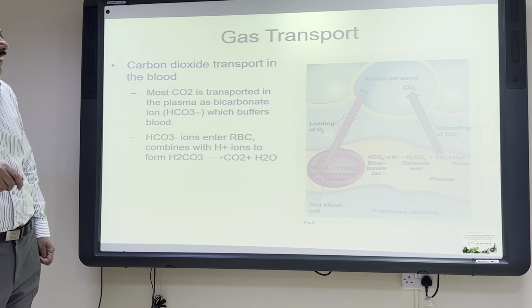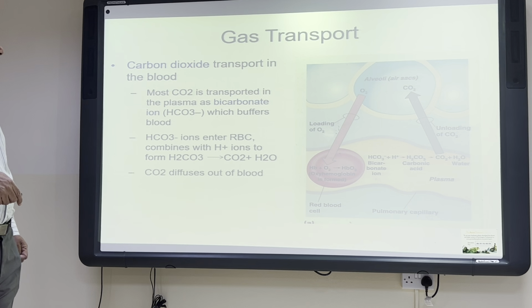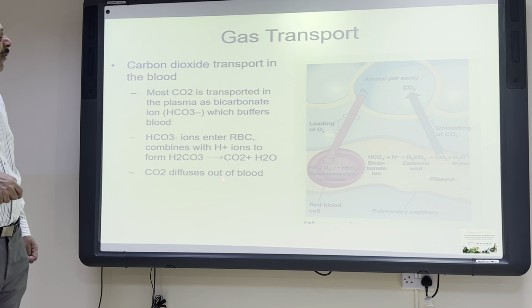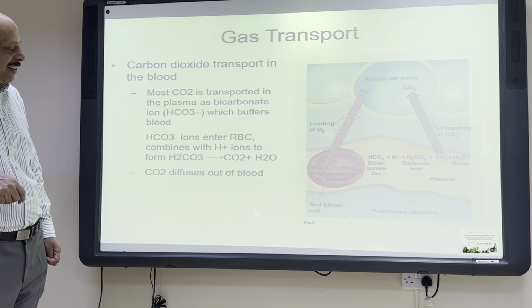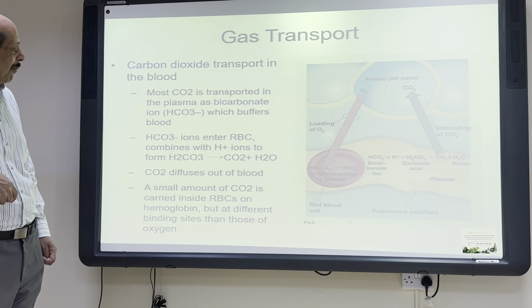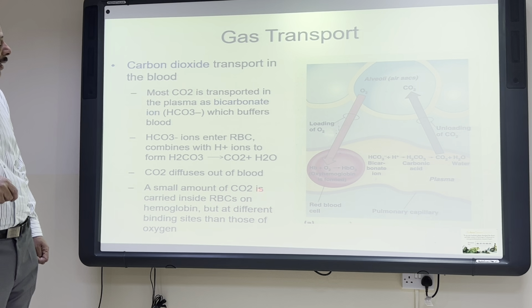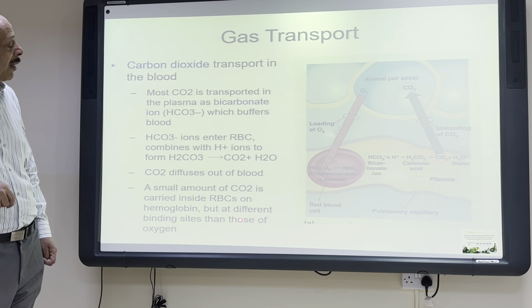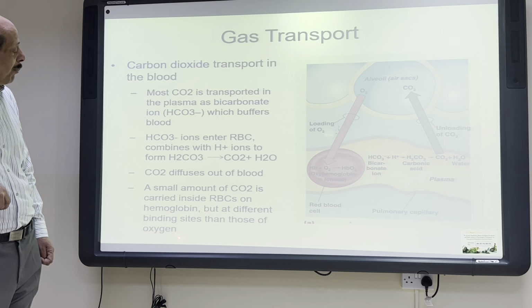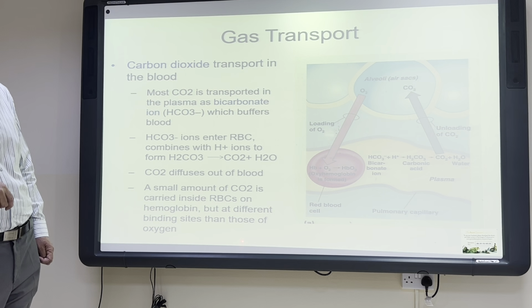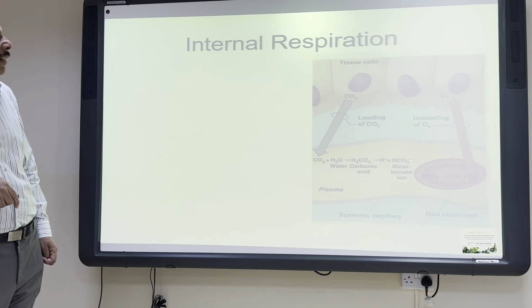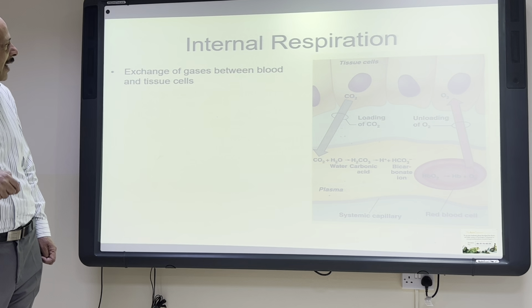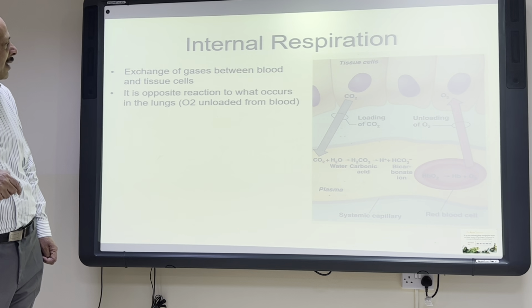Here we have carbon dioxide and water. The CO2 diffuses out of the blood. A small amount, as we said, of carbon dioxide is carried inside the red blood cell on the hemoglobin, but at a different binding site than that of oxygen. So it has a different binding site. Then the internal respiration is the exchange of gases between the tissues and the cell.